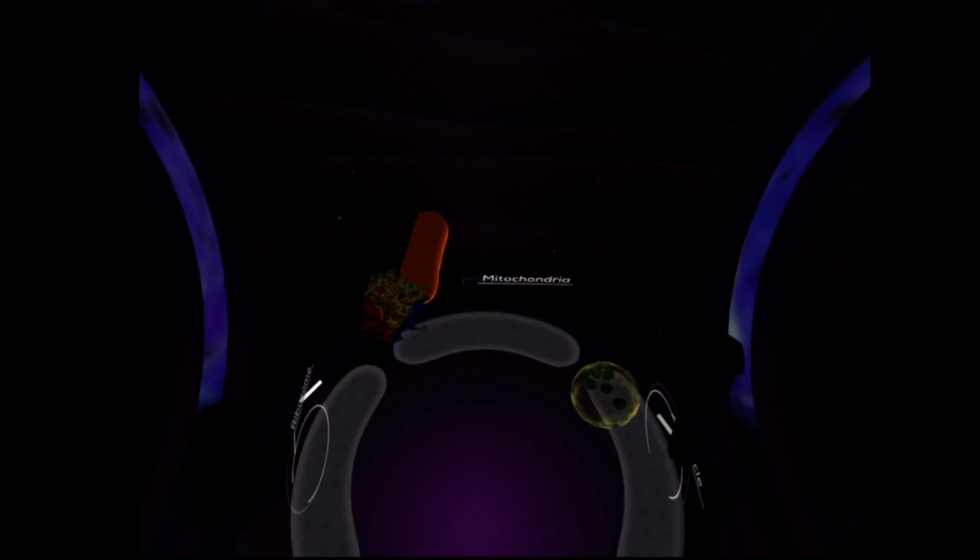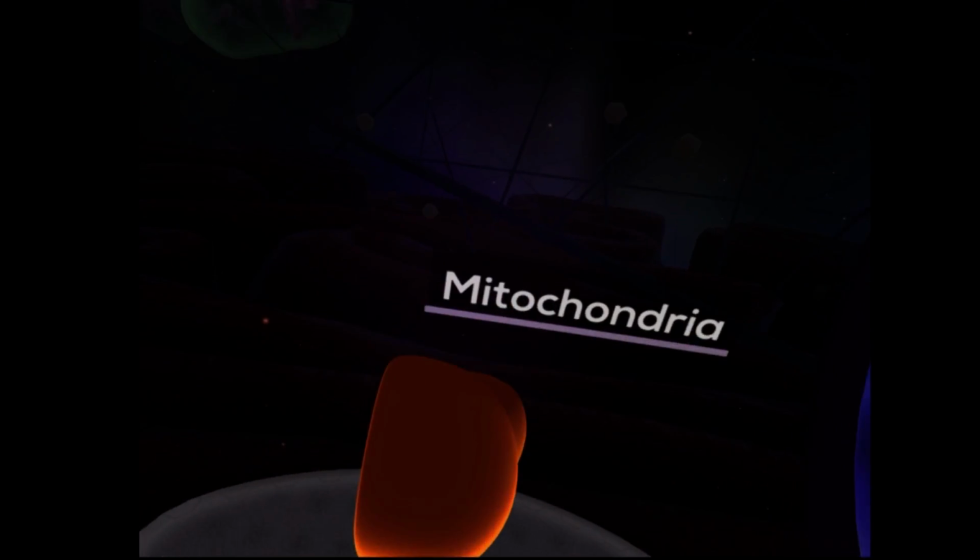Now that we have seen the major components of the cell, let's make our way outside. Oh, so we're getting bigger again? Okay, that works. I'm enjoying this. This is kind of cool. Bye. What is that? Good question.